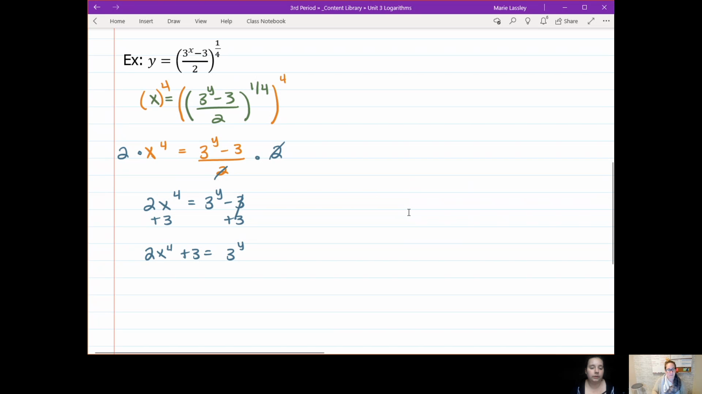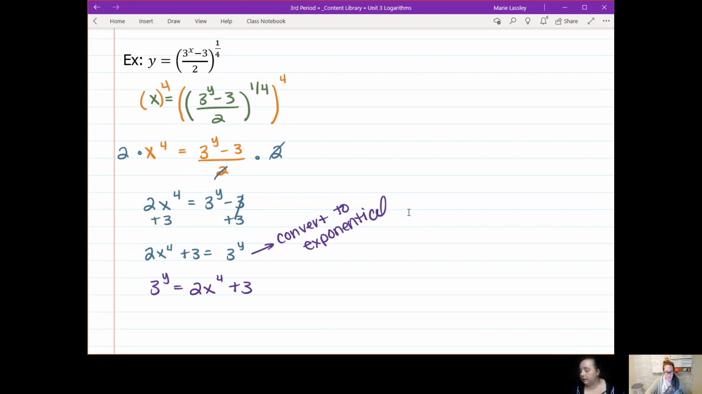Also, if you're confident, feel free to combine steps. Otherwise, write them all out. I like to write everything out, but okay. And then here's where we're going to apply that log rule. So remember, this is kind of reverse. So if this trips you up, we can rewrite this to 3 to the y equals 2x to the 4th plus 3, if that helps you see it better. I know sometimes that is helpful to students.